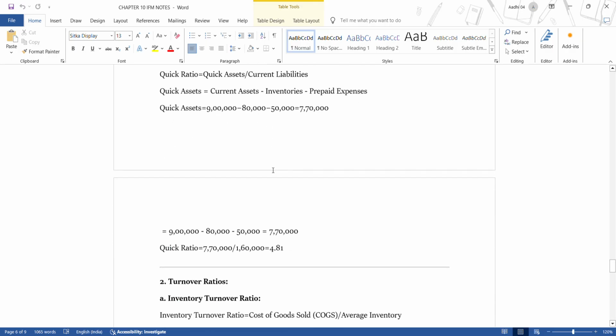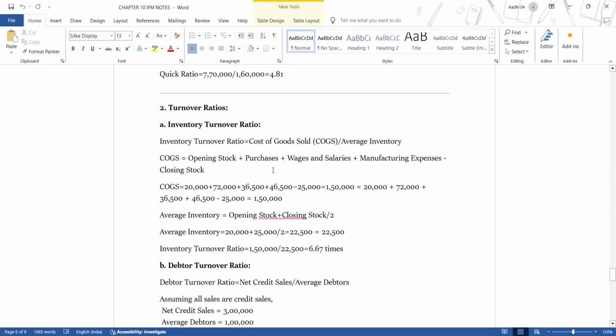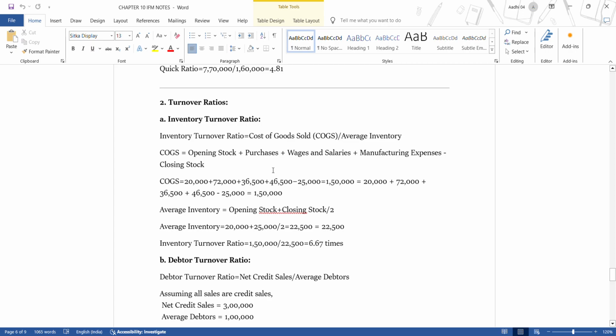Now moving on to the next ratio, that is turnover ratio. The first turnover ratio is inventory turnover ratio. What is the formula to find inventory turnover ratio? Yes, cost of goods sold divided by average inventory. How do we find cost of goods sold? Sales minus gross profit.